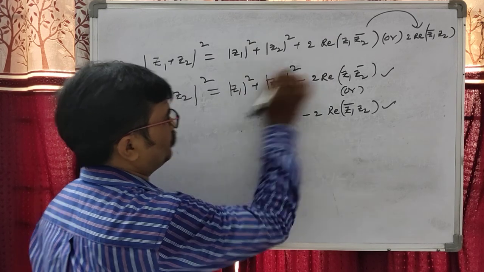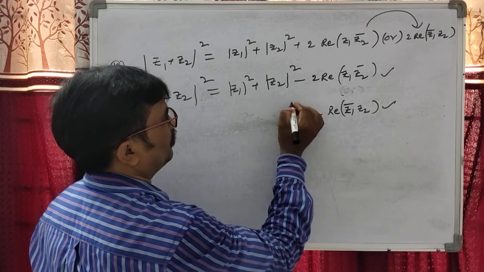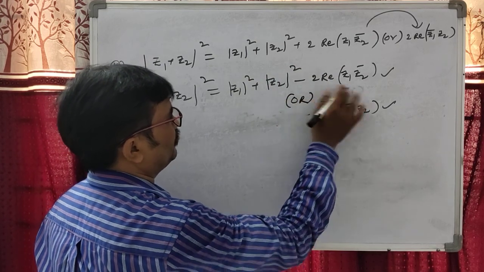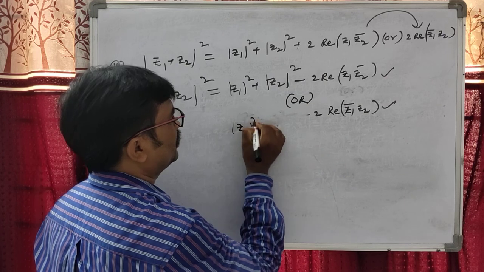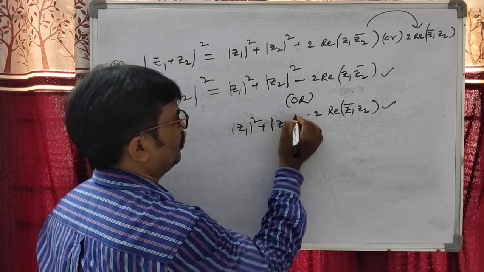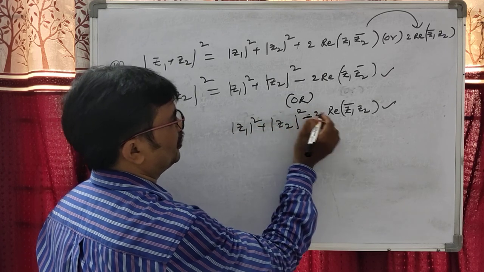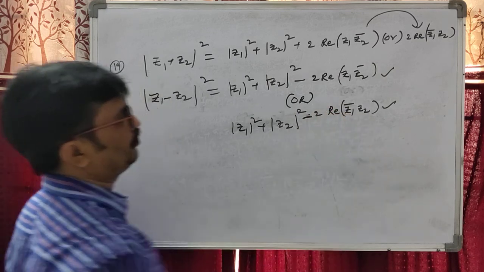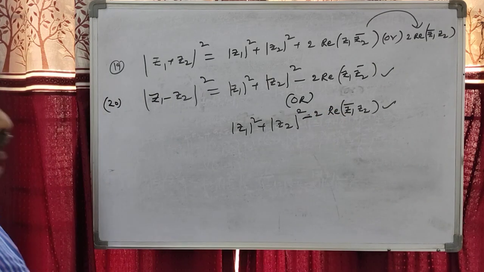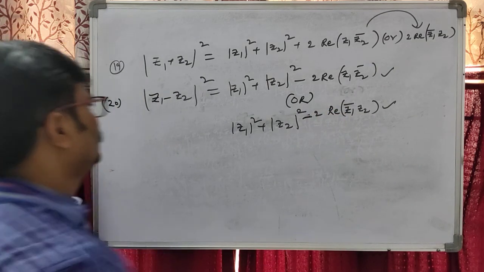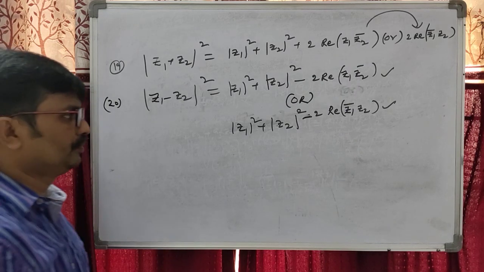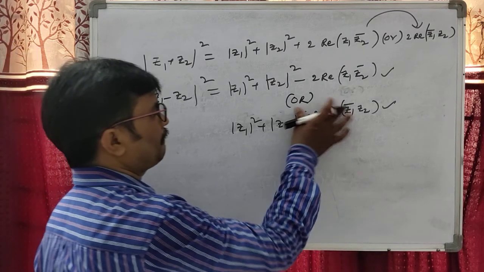Okay students, what is the formula? The formula is: modulus of z1 square plus modulus of z2 square minus 2 into the real part of z1 bar into z2. Okay students, these are the formulas. Write them down.